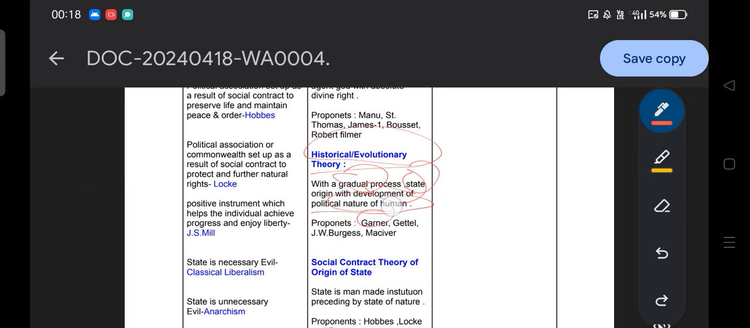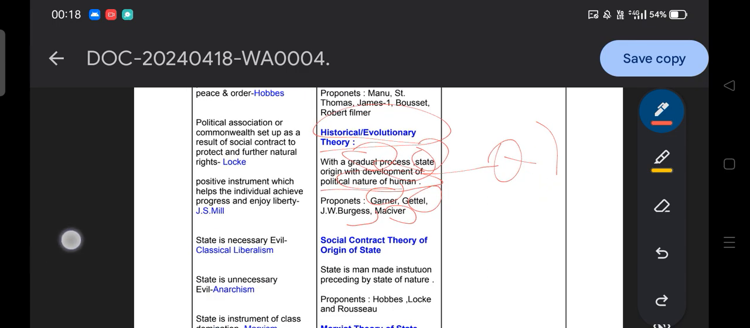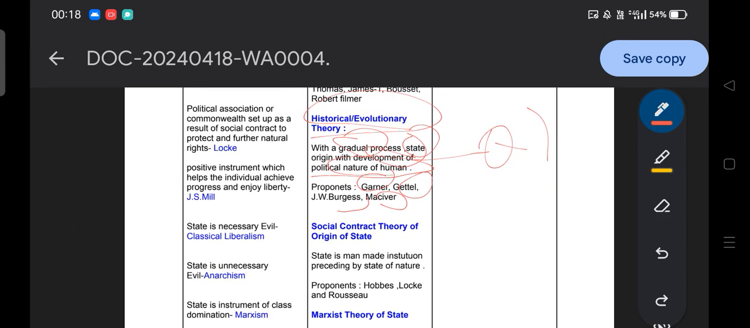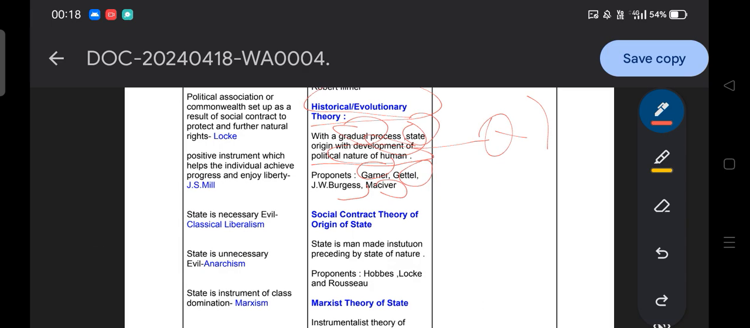The scholars here are Garner, Gettell, J.W. Burgess and McIver. Simply, you can get a question asking which of the scholars belong to the historical or evolutionary theory of the state. Here is one question you will get. Very important, please remember. That is possible in our examination.